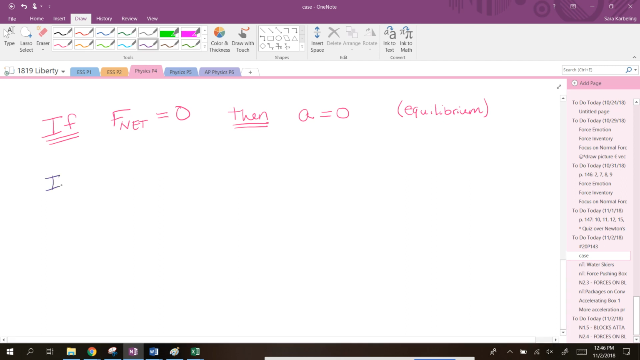Okay. If F net does not equal 0, then tell me about the acceleration. Not 0. Not equilibrium.